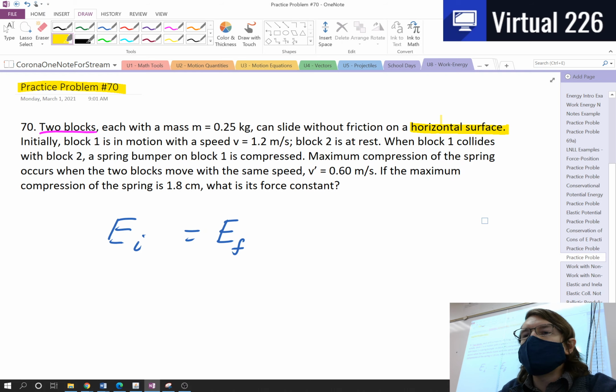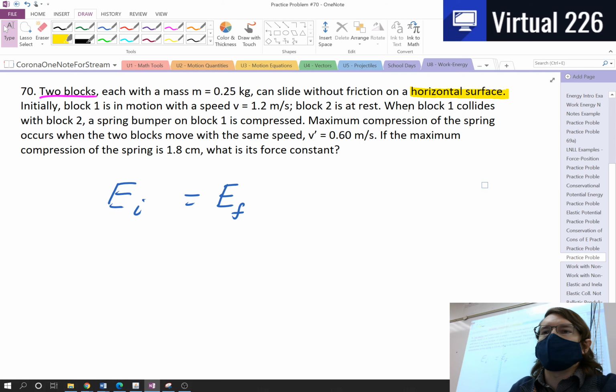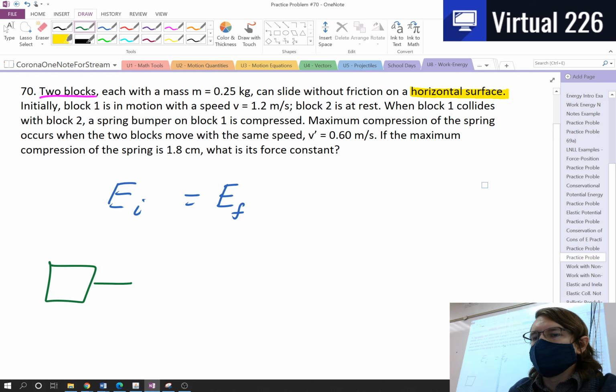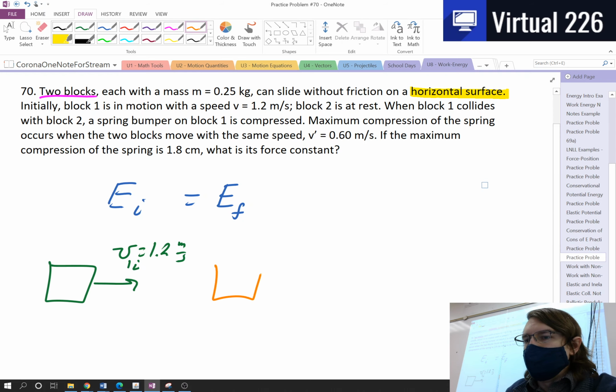Initially, block 1 is in motion at some speed, 1.2 meters per second. Block 2 is at rest. Let's just doodle that real quick. Here's block 1. It's got a velocity of 1.2 meters per second. I'll call that v1i. And block 2 here is at 0. It's not moving.